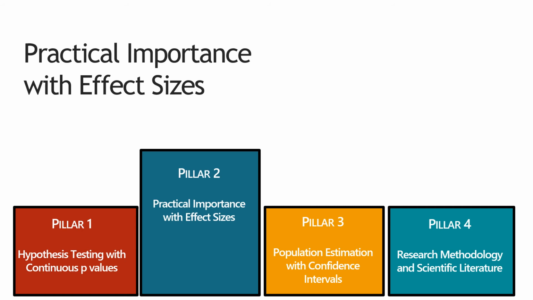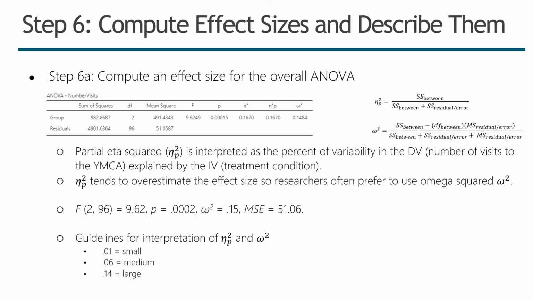Okay. Now we need to look at the size of the effect, and we're going to look at effect sizes for this second pillar here. So we're going to start with the effect sizes for the overall ANOVA. Now, when you do the ANOVA in your output or in your statistical program, the output will show you and give you the option of selecting an effect size. And there are typically three options.